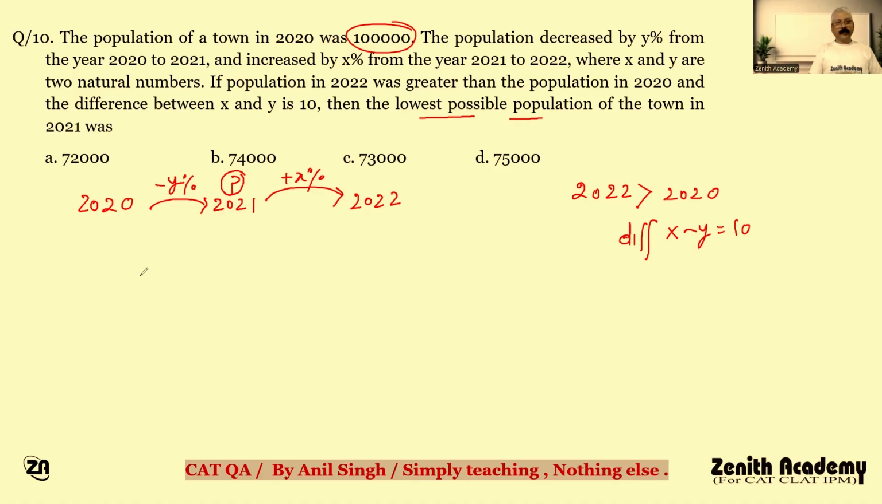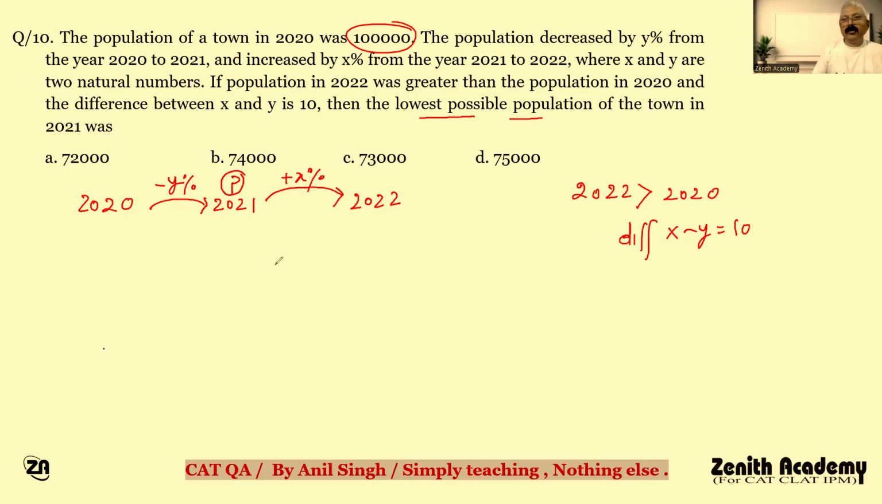So look here. These are two successive changes. First a Y% decrease and then an increase. And the 2022 population is greater than that of 2020. It simply suggests that the net percentage change is positive. For these two successive changes, first decrease, then increase, the net percentage change must be positive, because only in that condition the population of 2022 will be greater than 2020, right?